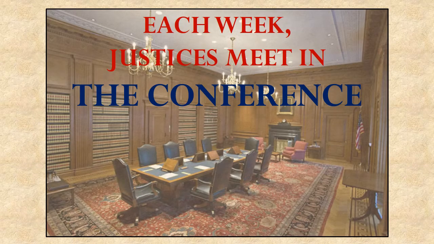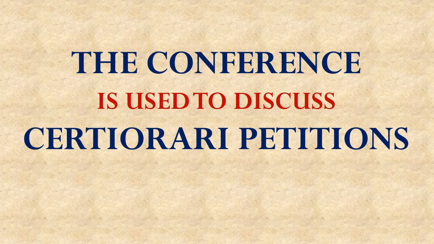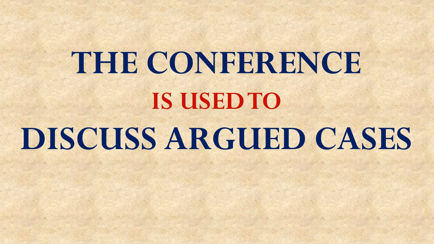In a previous lesson, I mentioned that each week, justices meet together for what they call the conference. At that time, it was pointed out that the conference is used to discuss certiorari petitions. Now you're going to learn that it's used for a lot more than that. The conference is also a place where they discuss cases that were just argued before them, a day or 2 before. So they have the oral arguments, they've read all the written arguments, and then they have a chance to go meet together in the conference and talk about those cases.